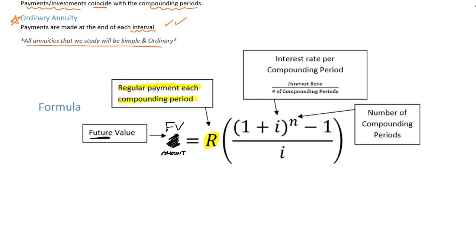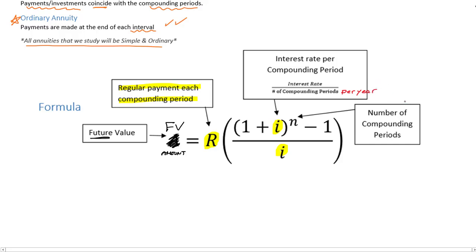Now, next thing, the I is our interest rate divided by the number of compounding periods. So that should sound familiar. We saw that with compound interest, right? Because annuity uses compound interest. So remember, it's interest rate divided by the number of compounding periods, and it's generally, I'm going to add in here, per year, because pretty much everything is done annually.